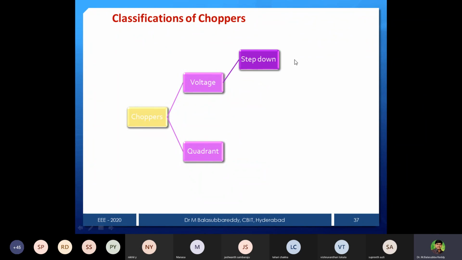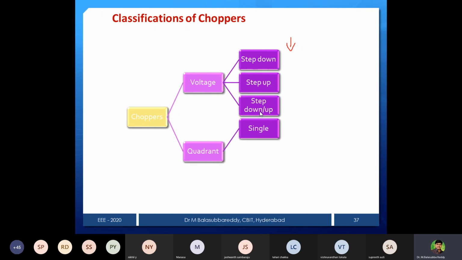Based on voltage level, you have the step down chopper. What is the meaning of step down? The output voltage is less than the input voltage. If you want a higher voltage, it is a step up chopper, because the chopper operation depends on your requirement, whether you go for higher voltages or lower voltages. Another one is the step up and step down chopper, where both are possible. And based on the quadrant: single quadrant chopper, two quadrant chopper and four quadrant chopper.